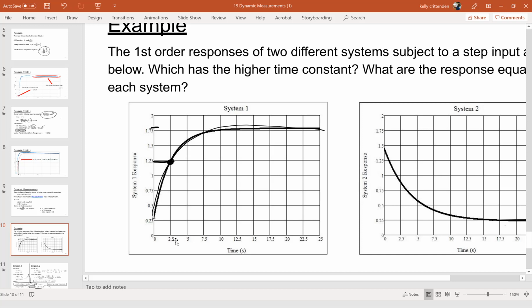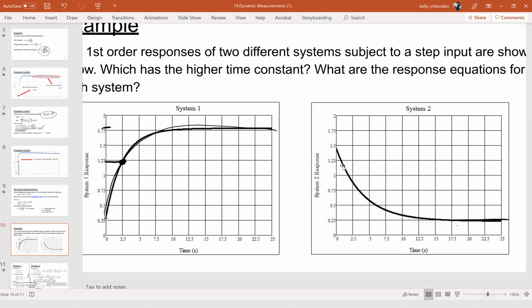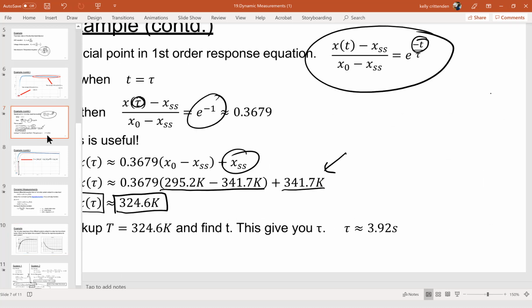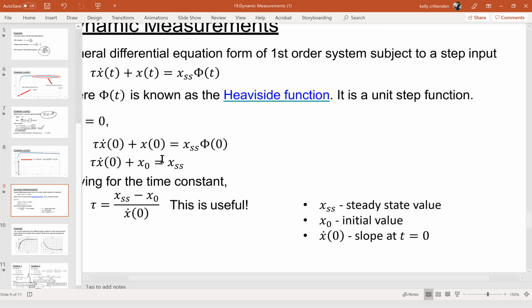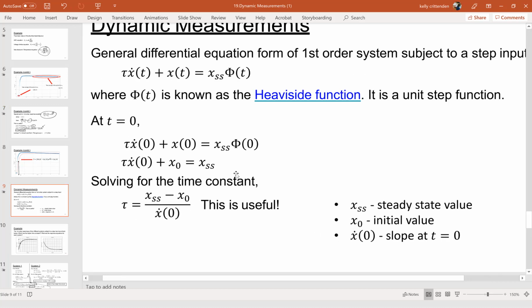But as long as you're careful reading from your chart, you'll get a good enough answer for your time constant for what we're going to do. All right, this other system too, we could do the same thing, but we're going to use this approach where we're using this derivative in here. So we'll use the slope.